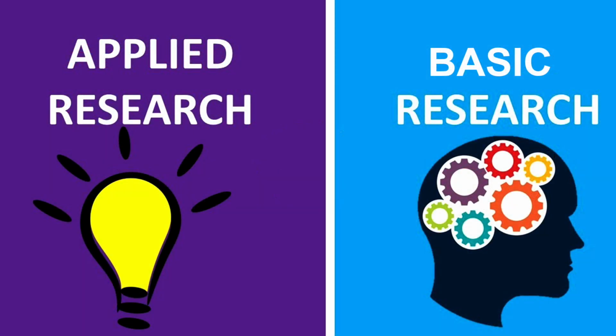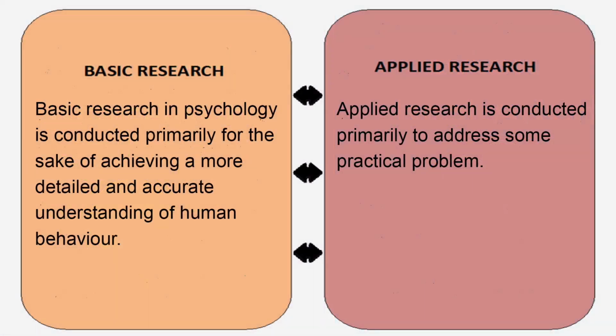Scientific research is often classified as being either basic or applied. Basic research in psychology is conducted primarily for the sake of achieving a more detailed and accurate understanding of human behavior. Applied research is conducted primarily to address some practical problem.